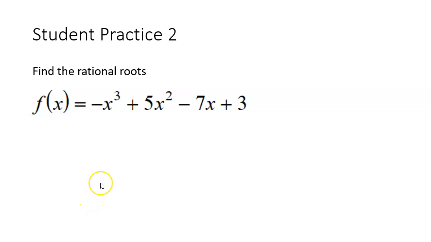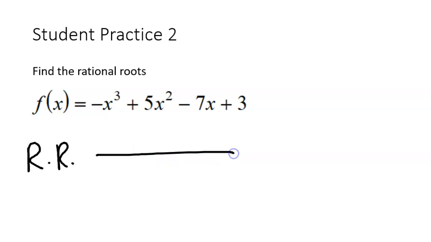We should probably do a guided practice for this one before we actually ask you guys to do a student practice. So let's do a guided practice. So step 1 is to find all the rational roots. I'm just going to abbreviate it RR. All right, so what are the numbers that I'm going to put on the top? Pause the video here and see if you could find the numbers that go on the top.